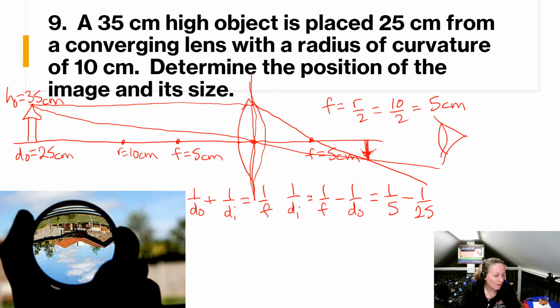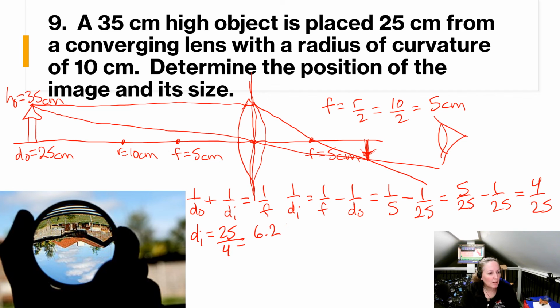And if we solve for that, you're going to end up with 5 over 25 minus 1 over 25, which gives you 4 over 25. So distance of image is going to be flipped, 25 over 4, which will give you 6.25 centimeters. Now we get to calculate the other part, magnification: height of image over height of object equals negative distance of image over distance of object. So your height of your image is negative distance of image all over distance of object times height of object.